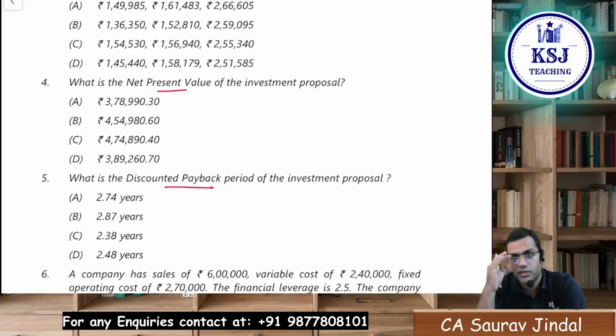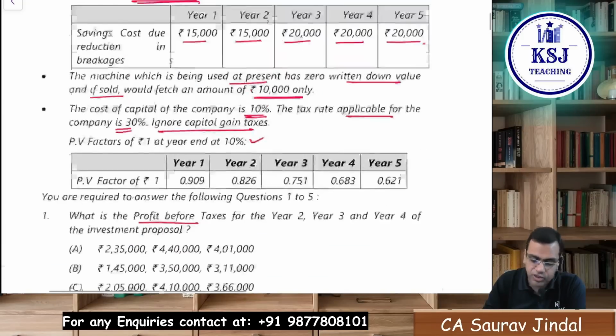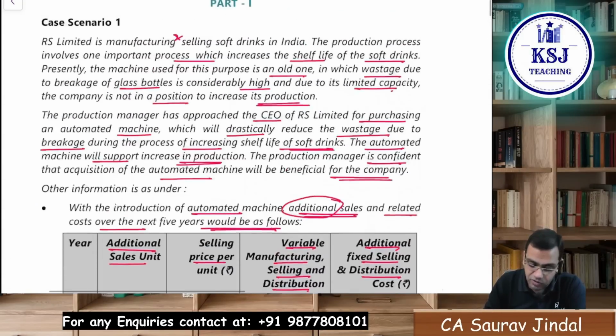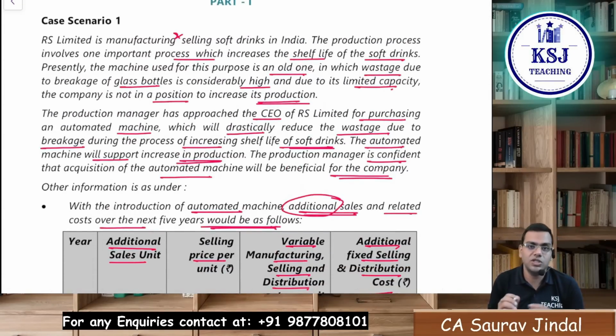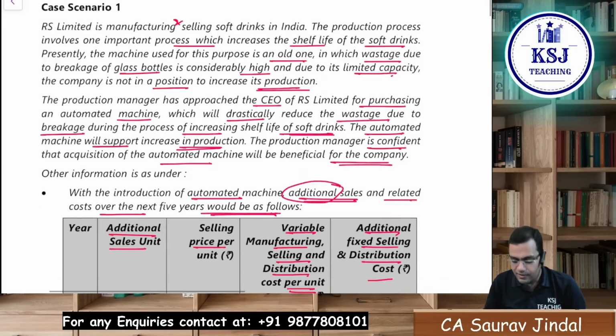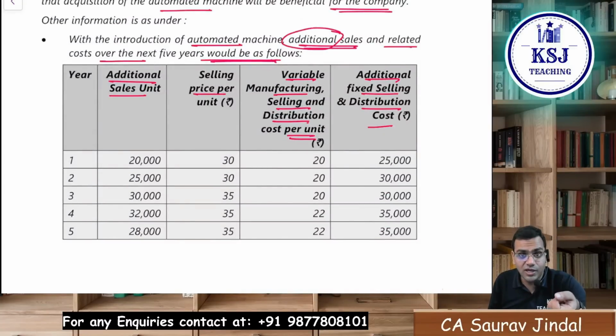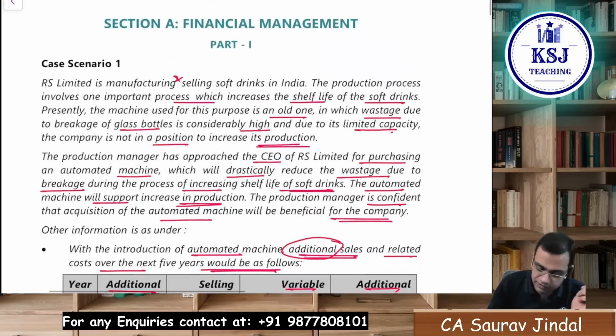The first and foremost thing is, this is a replacement decision question. Second thing, this question is to be done by which approach? I have already explained that in case of replacement decision, most of the time we will be applying the incremental approach. Why incremental approach, sir? It is very clear from one thing. Here, the additional sale units are given, not the total sale or the existing sale, but additional sale units and additional cost that will be there. So the first and foremost thing is, this question is to be done by the incremental approach.